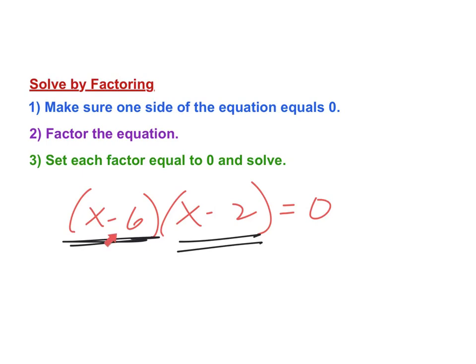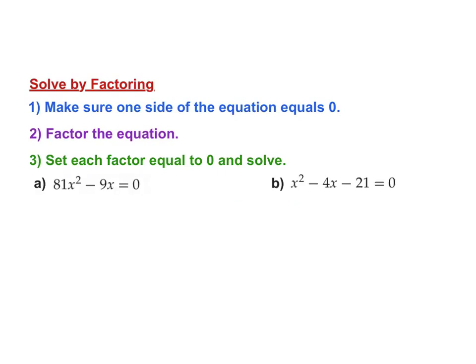So either this whole thing equals 0, because 0 times anything is 0, or this whole thing can equal 0, because anything times 0 equals 0, or they both can equal 0. So this is why the idea of setting each factor to 0 and solving is important. Because in order to have a multiplication problem that results in 0, one or both of them have to be 0. Okay? So let's do some examples.